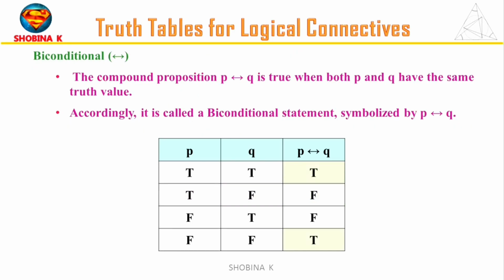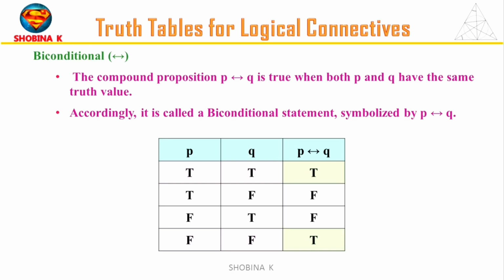And next we have biconditional, and it is represented as the if and only if symbol. It can be read as P is true if and only if Q is true, or P is equivalent to Q, or P is true precisely when Q is true. It is abbreviated as IFF.